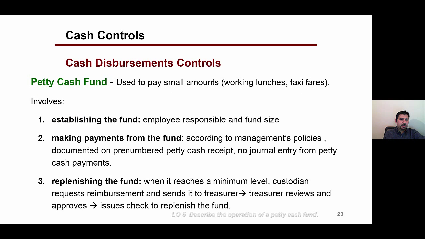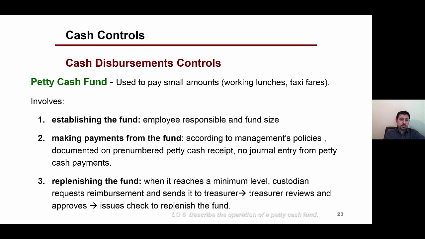The second kind of cash disbursement control is the petty cash fund, and this is usually done for very small amounts. While companies prefer the voucher system, because unless all the people involved in this procedure are colluding and teaming up against the company to steal money, which is very unlikely, it is harder to make unauthorized payments. However, this is efficient and useful when you have larger payments.